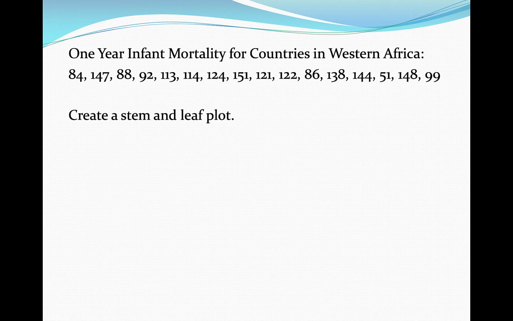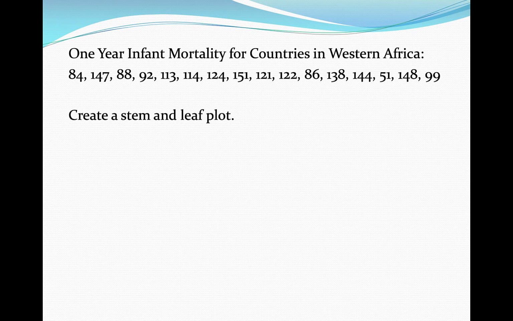So the variable set that we're going to use is this. This is 1 year infant mortality for countries in Western Africa, and you can see the data there. When you create a stem and leaf, it is essentially a plot that uses the data points themselves. And we divide the data points up into leading digits and trailing digits. We call the leading digits the stem, the trailing digits the leaves, and of course that's where we get the name stem and leaf plot.